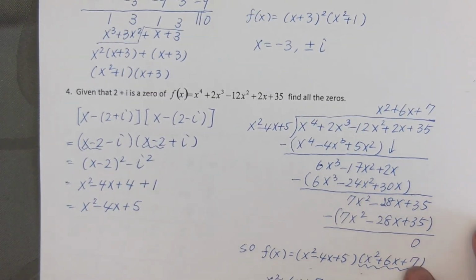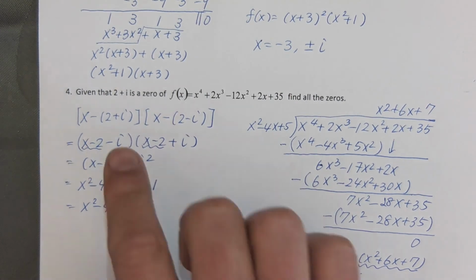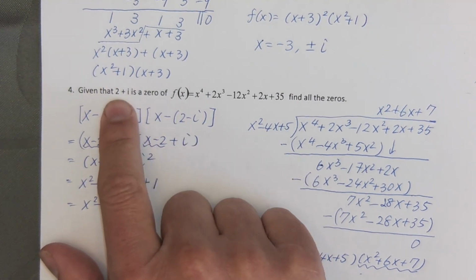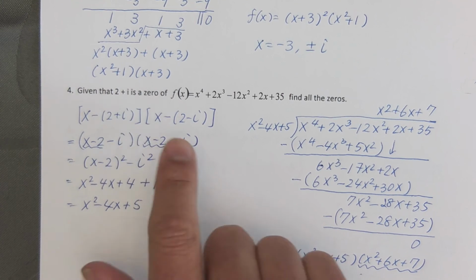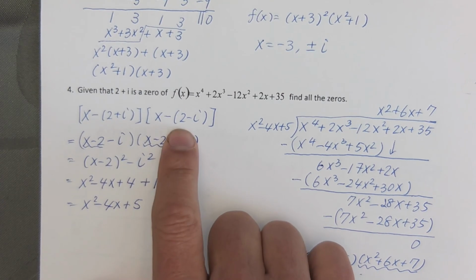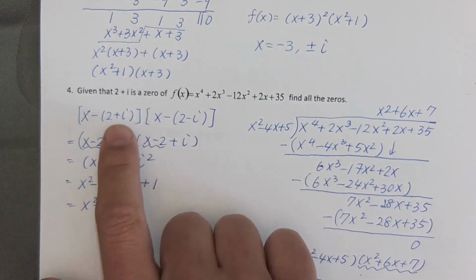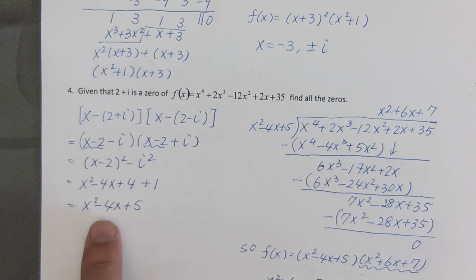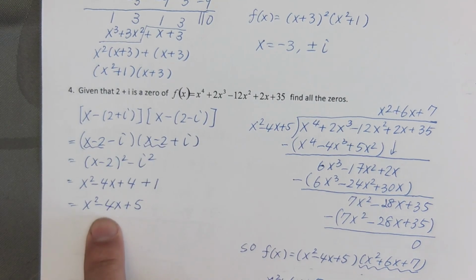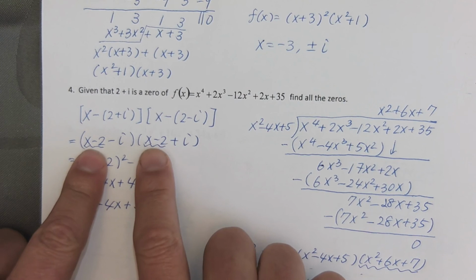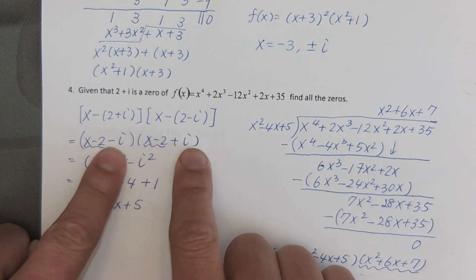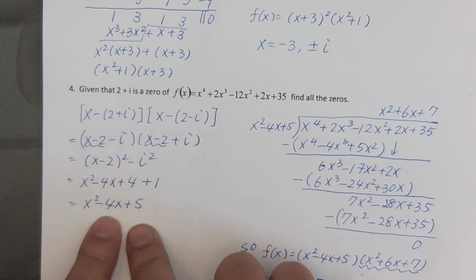Our 4th example says just given 2 plus i is a 0, that means we know right away 2 minus i is also going to be a factor. So since we know that these two are zeros, I can FOIL it all together, and I end up here. And you'll notice this is a difference of squares. x minus 2 is the first part, and then i is here. A little quicker way of multiplying that together.